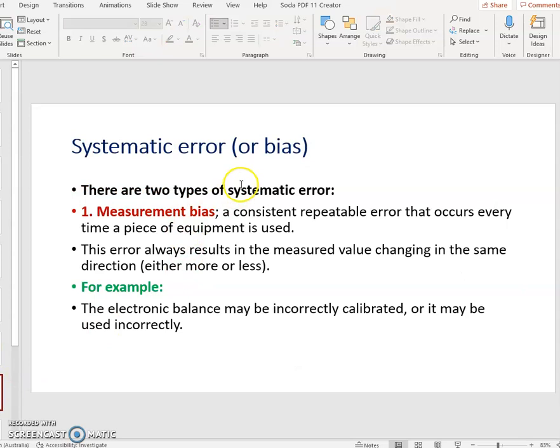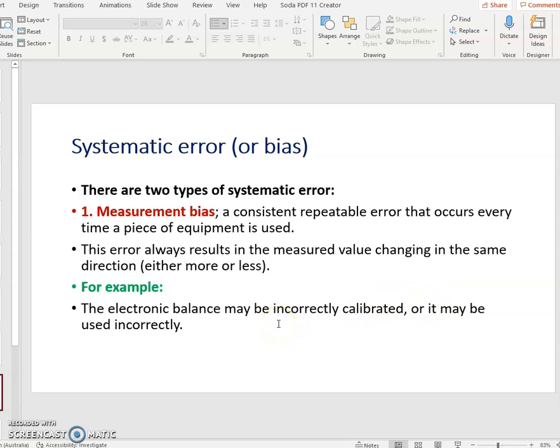So an example is measurement bias. It's a consistent, repeatable error that occurs every time a piece of equipment is used. This error will always result in measured values changing in the same direction. An electronic balance may be incorrectly calibrated or may be used incorrectly.